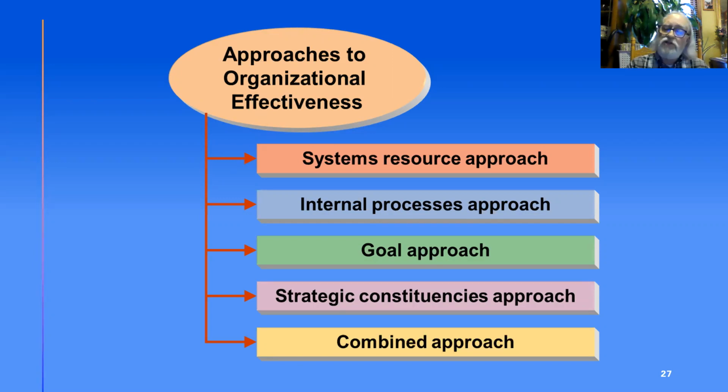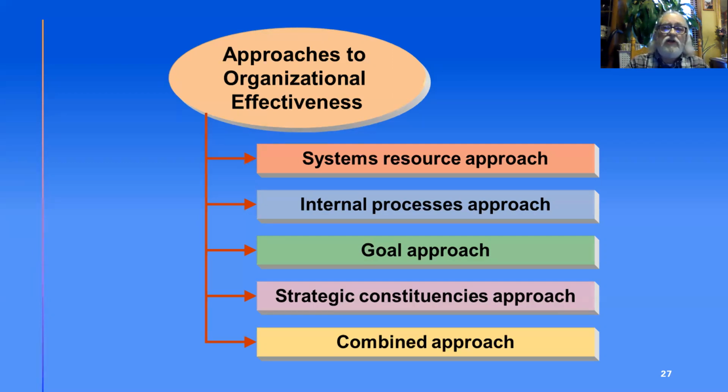The internal processes approach deals with the things going on in that transformation process that we've talked about inside the organization. You're concentrating on making your transformation processes, how you produce a product or deliver a service, as efficient as possible. And so your approach there is on that transformation process, making it more efficient in particular.